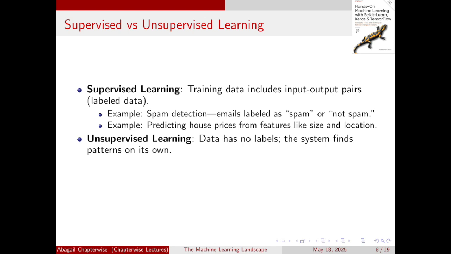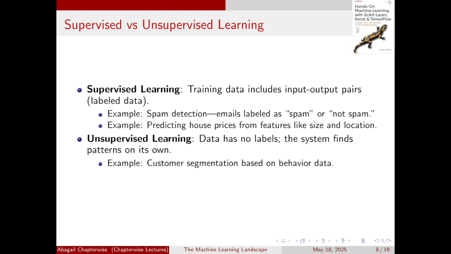In unsupervised learning, the data has no labels. The system isn't told what the correct answers are. Instead, it must identify patterns, structure, or relationships in the data on its own. A common example is customer segmentation. Suppose you have customer data, age, purchase history, website behavior, but no labels saying what kind of customer each one is. An unsupervised algorithm like k-means clustering can group customers into segments based on similar behaviors, even though you never told it what types of customers exist.